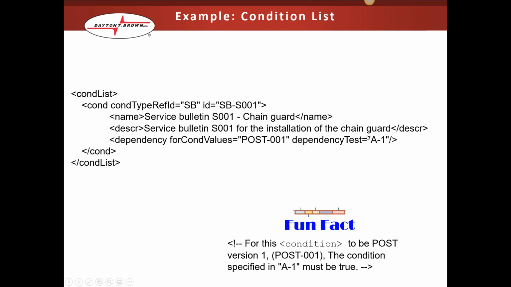That it's going to test for this ID of A1, and it must equal post of that value for A1. So you can't install SB's S001 until this has been accomplished, right? So that's how we kind of drive display of and enforcement of certain things within the data. Okay.